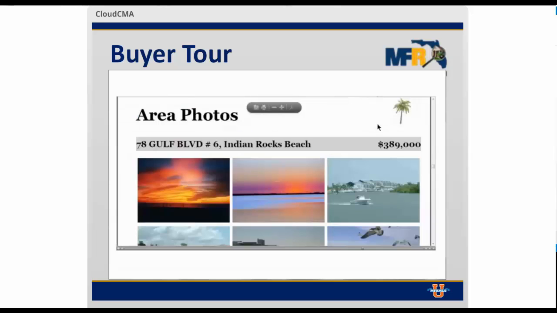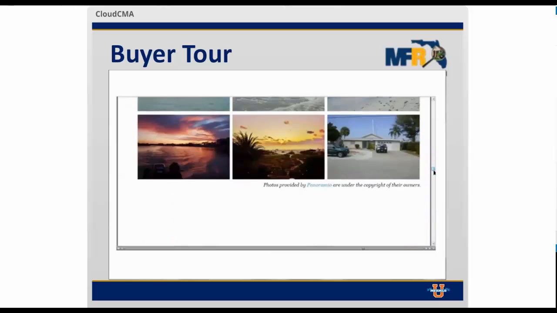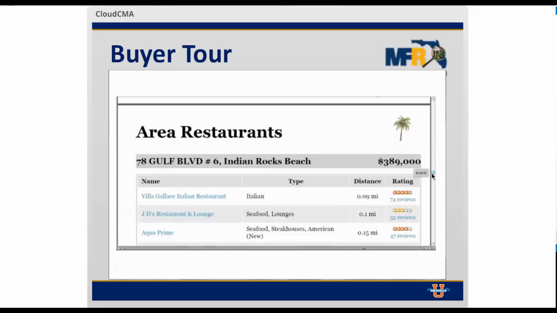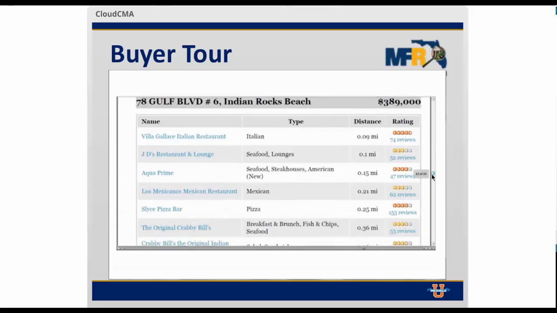Then we have area photos. Sometimes these area photos might be from the actual subdivision that's nearby. Other times they're just the city or the community. So this might be enticing to a buyer up in Buffalo in the middle of January. Area restaurants, and once again, this pulls from restaurants with lots of reviews from Yelp.